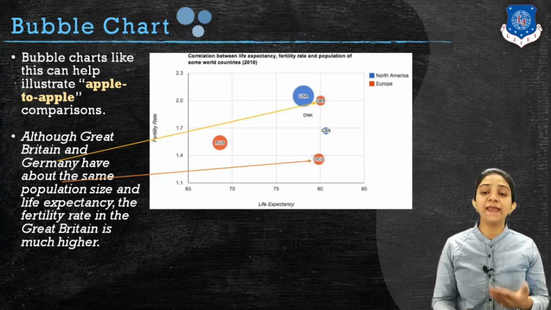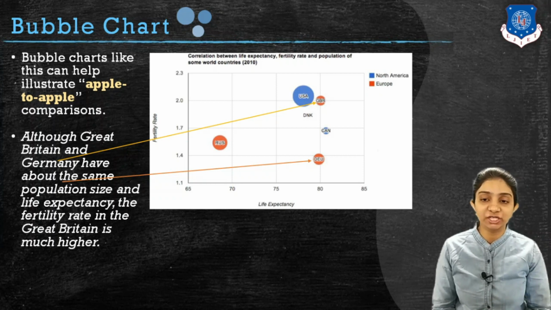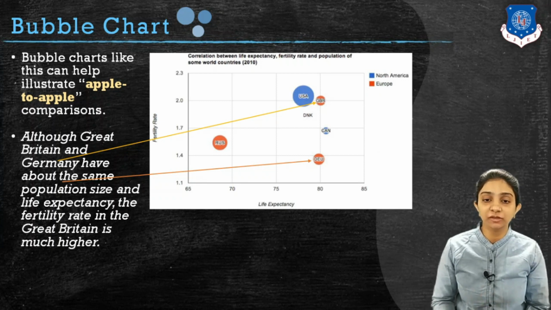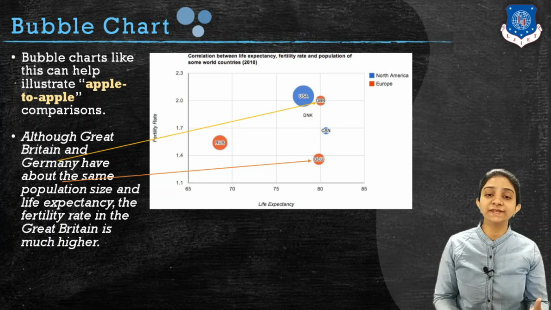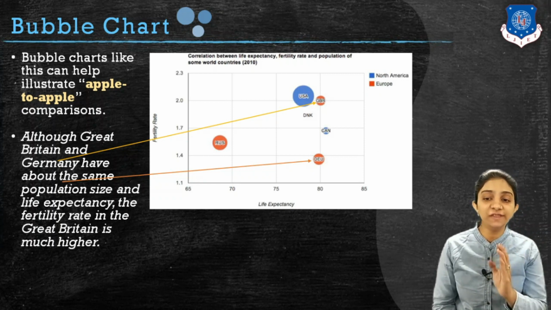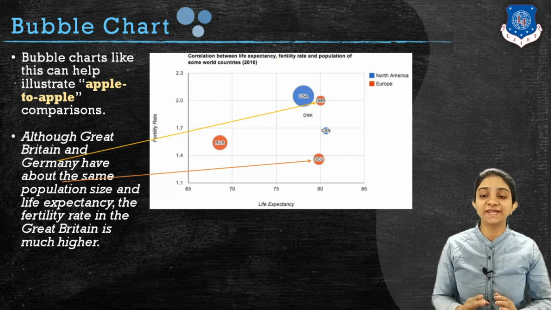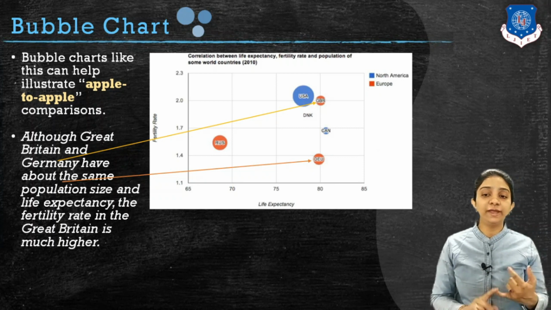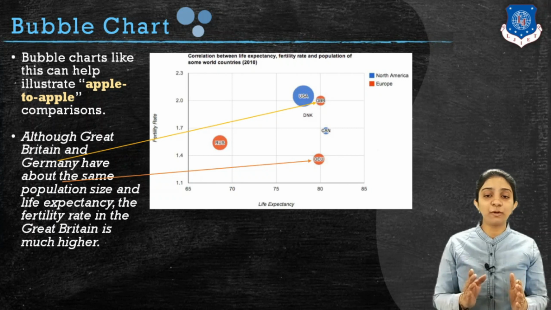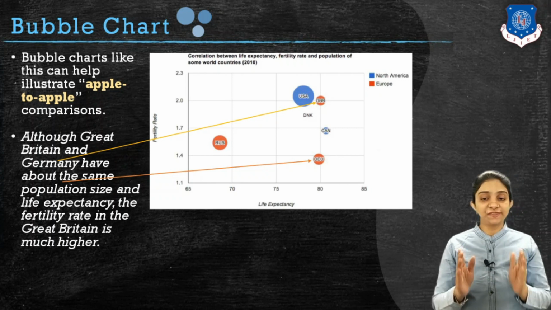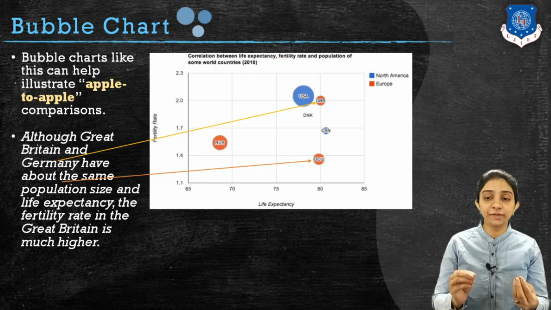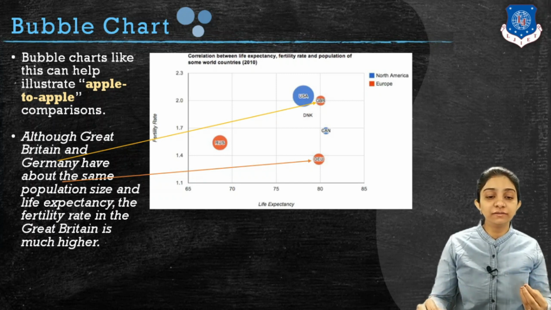Both have the same life expectancy and approximately equal population size. But here, both bubbles are placed at different locations. Great Britain is at y-axis fertility rate 2.0, whereas Germany is placed at 1.4. So we can conclude that Great Britain and Germany have approximately the same population size and life expectancy, but the fertility rate of Great Britain is higher than that of Germany.